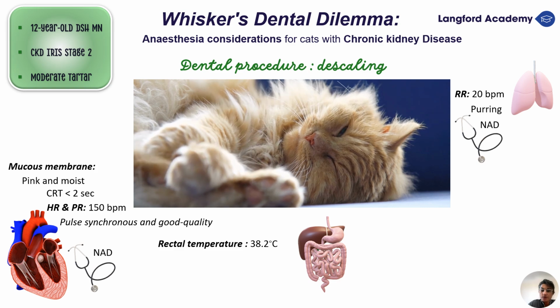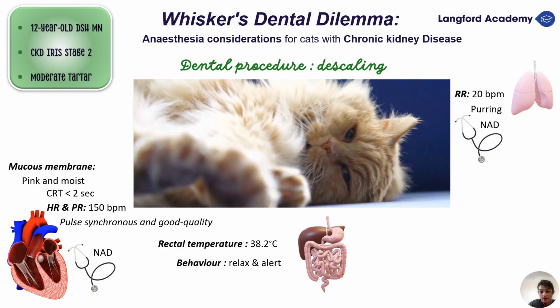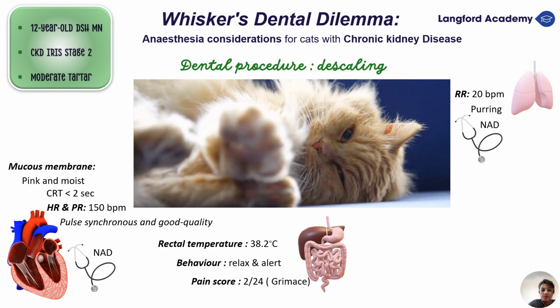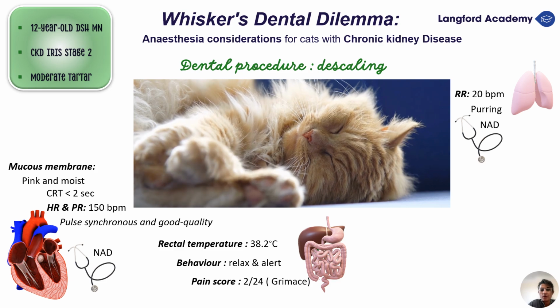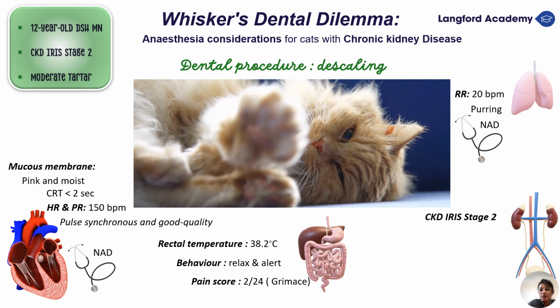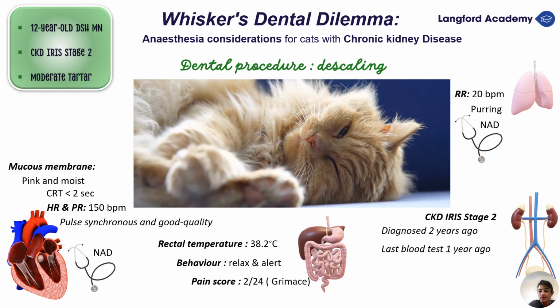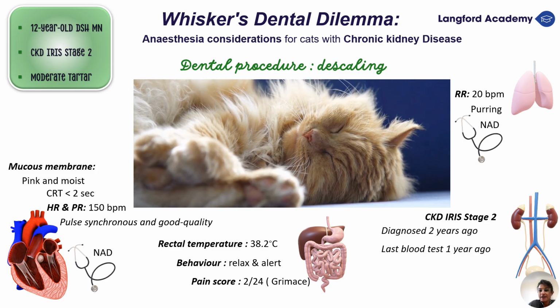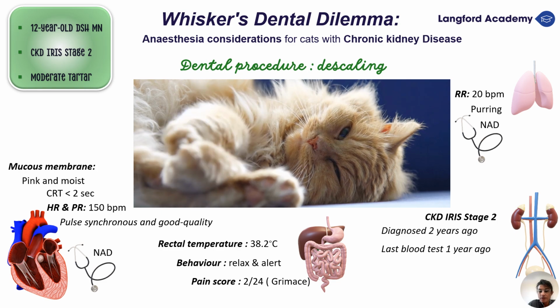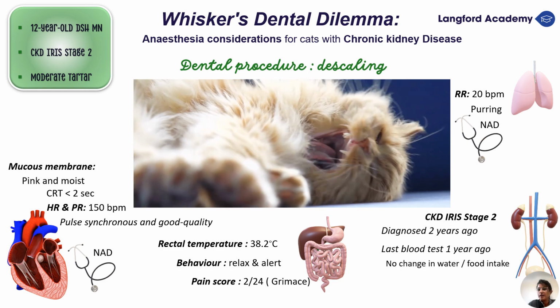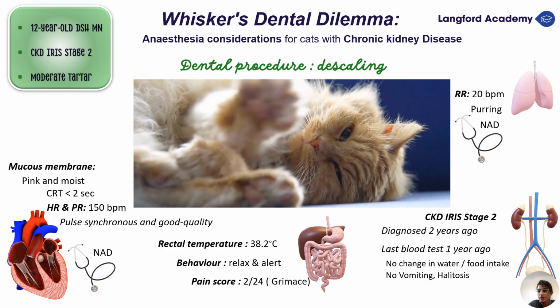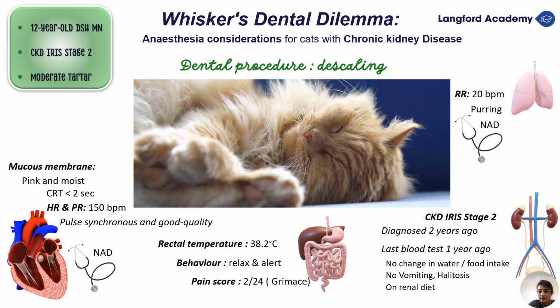His rectal temperature is normal, he's very relaxed and alert, and his pain score is about 2 to 24, which would mean that he's not painful. Unfortunately, as you know, he's got CKD, IRIS stage 2, that was diagnosed 2 years ago, and he had his last blood test a year ago. There is no change in water or food intake, no vomiting, no halitosis, and he's on a renal diet.